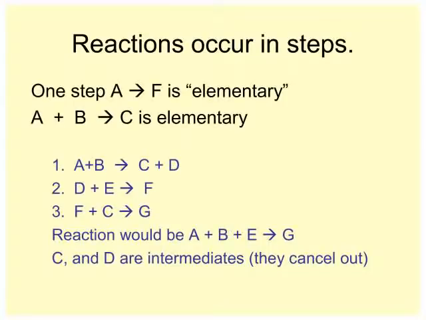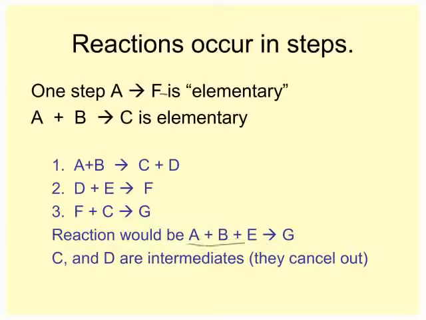Reactions occur in steps. If I had one step, A goes to F, or F minus in the case of some of the most gifted. This is an elementary reaction because it has one step. A plus B yields C is elementary. Why? It has one step, and that's it.